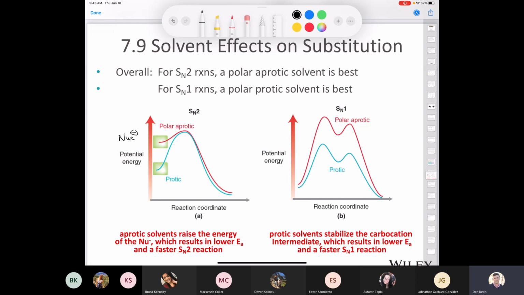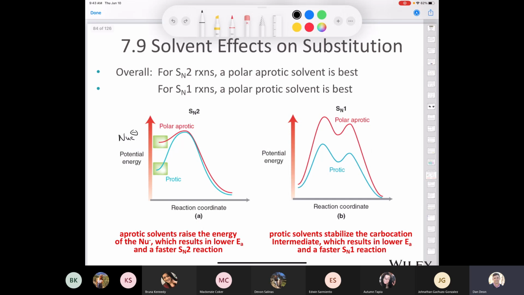So what it does is it doesn't stabilize it, so it raises the energy of the nucleophile. Okay, it just renders it more nucleophilic. In terms of SN1 reactions, it's a little different, right? Because we're not talking about the reactivity of the substrate. We're talking about the pathway, okay? You see how the pathways are different, right? Here we're talking about the reagent, the actual nucleophile. Here we're talking more about the pathway, okay?